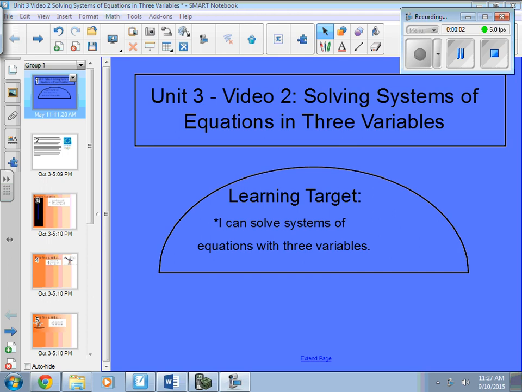All right, today's learning target is that we're going to look to solve systems of equations like we did in the previous lesson, except today it's going to be with 3 variables instead of 2.